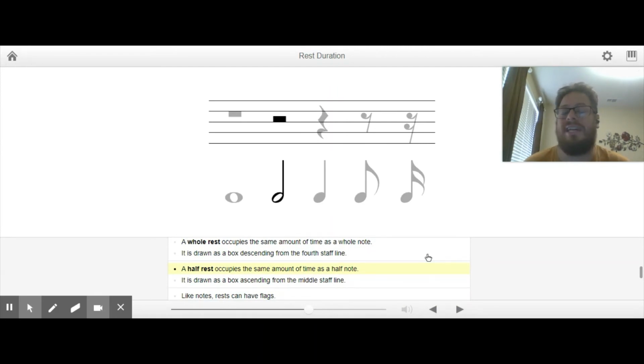The half note rest is not as strong as that whole note rest, so it has to rest or lay down on a staff line. A half note rest gets 2 beats of rest.